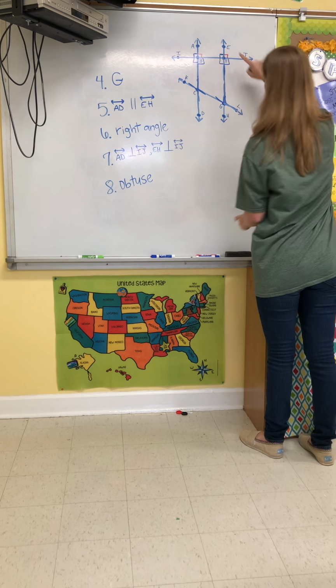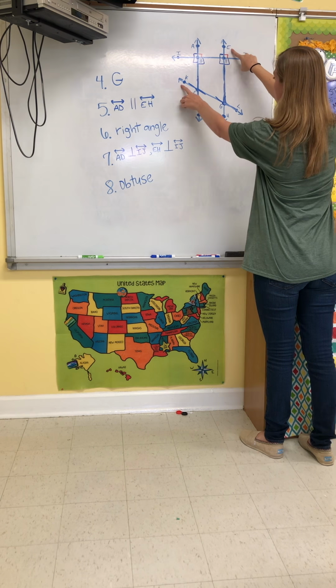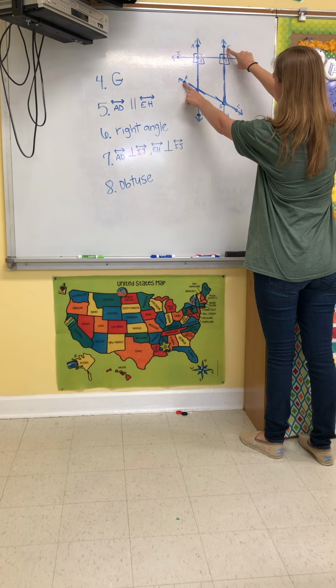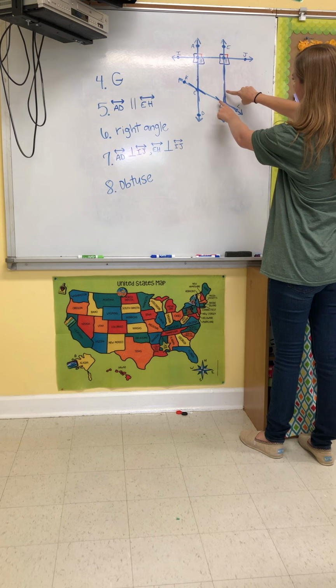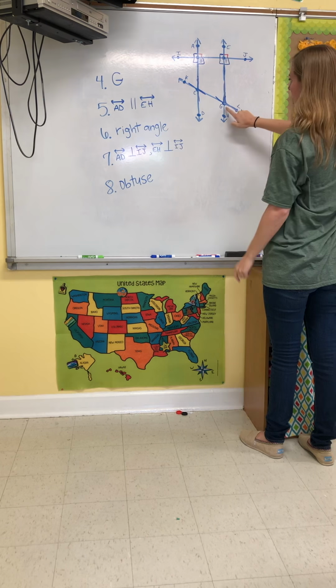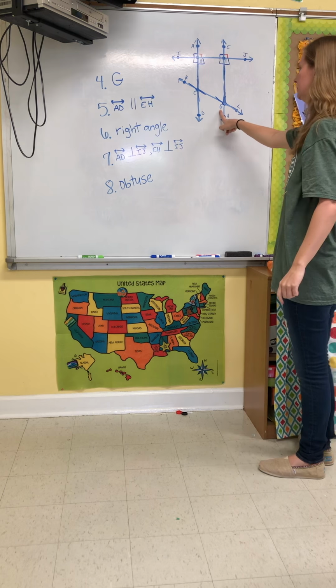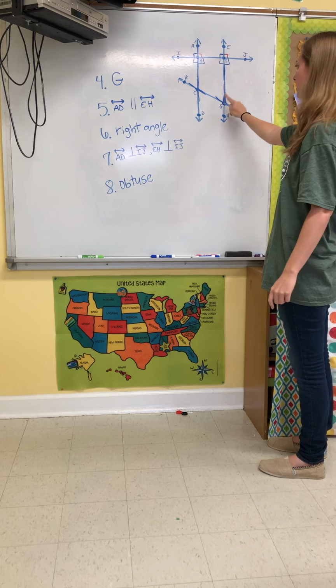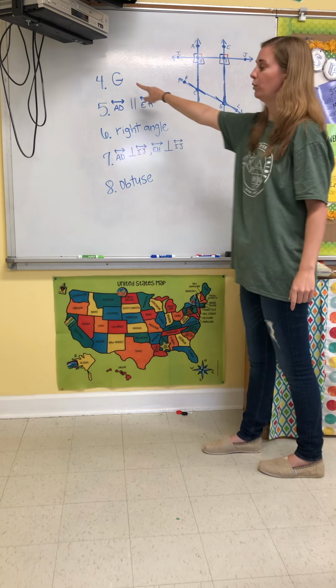So if I take my finger and I start at the top of both of these lines, and I just go all the way down the line, and I see where my fingers touch and where they meet up at the point G. So that's where they intersect and that's where they touch. So 4 should be G.